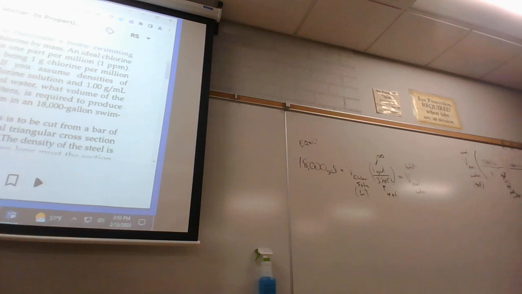Oops, actually, per liter. And so the liters here cancel liters. That leaves me with milliliters of pool water. And so I want to get rid of milliliters of pool water. I do have something with milliliters of pool water. What is that? Yeah, for every 1 milliliter of pool water, I have 1.00 grams of pool water.